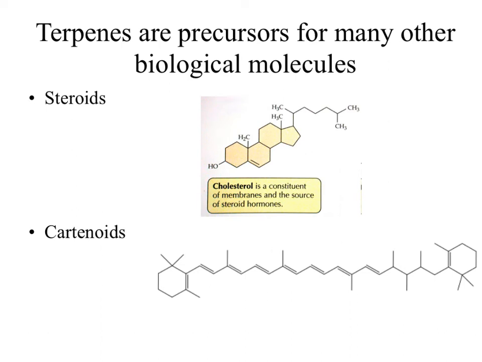Terpenes are also found in steroids and carotenoids. So anytime you see something that's C20, C25, C30, that's probably a terpene, right? Because of those multiples of 5. These are really different molecules, but our bodies can make these, or plants can make these. Organisms can make these based on this chemistry.